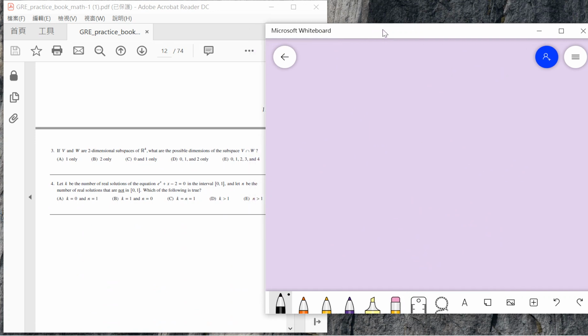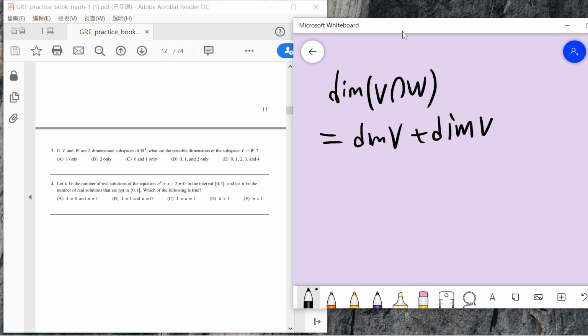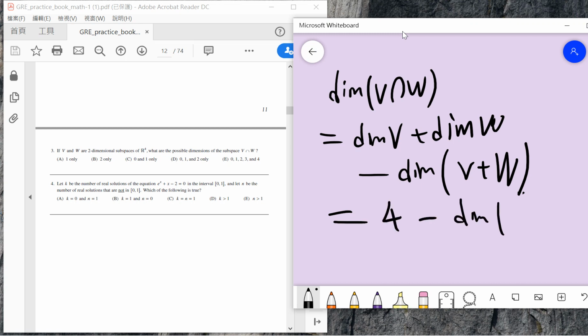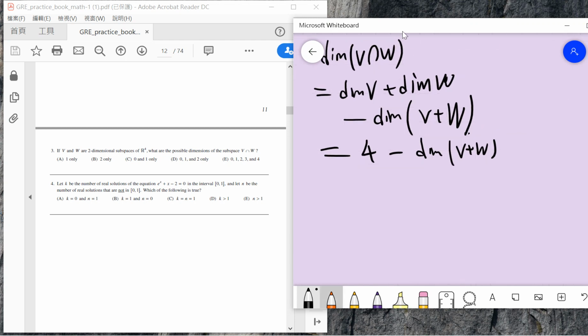You can mark a star on the third question. This is a very famous question that the math subject GRE seems to ask each time. All you need to know is the formula: dimension of V intersection W is dimension V plus dimension W minus dimension of V plus W. So it's 4 minus the dimension of V plus W. And what is the maximum of the dimension of V plus W? It is at most 4 dimensions.